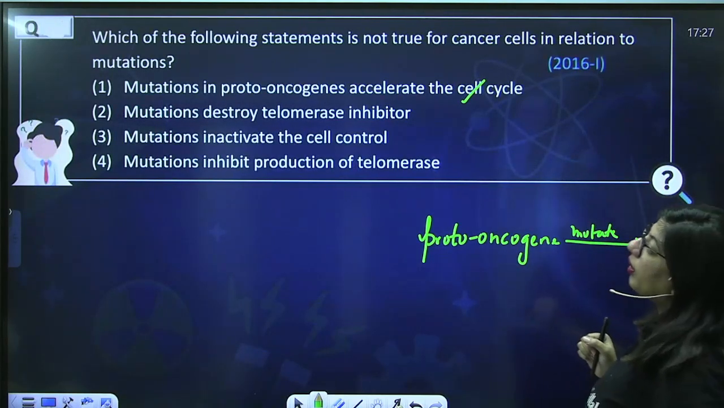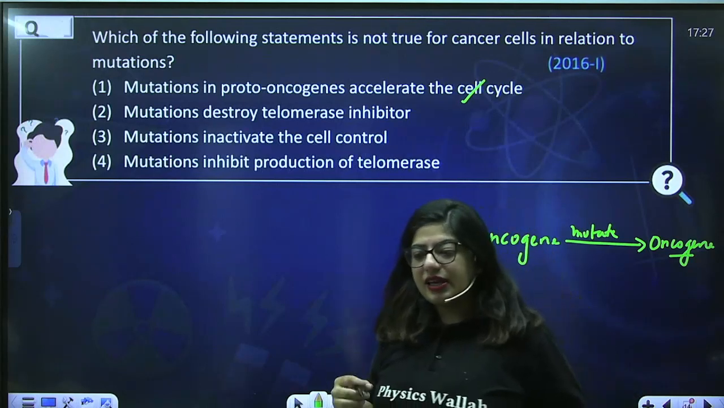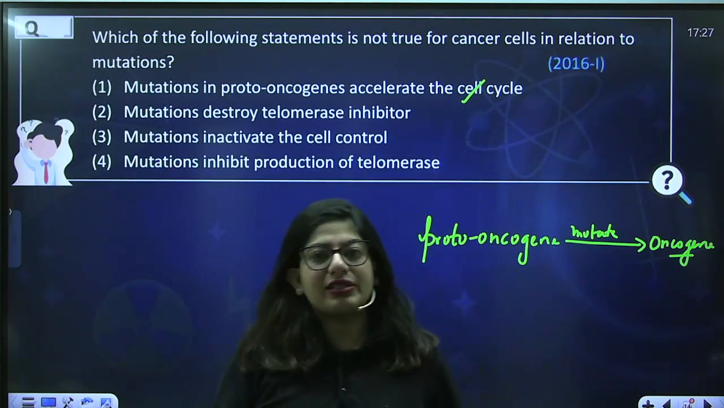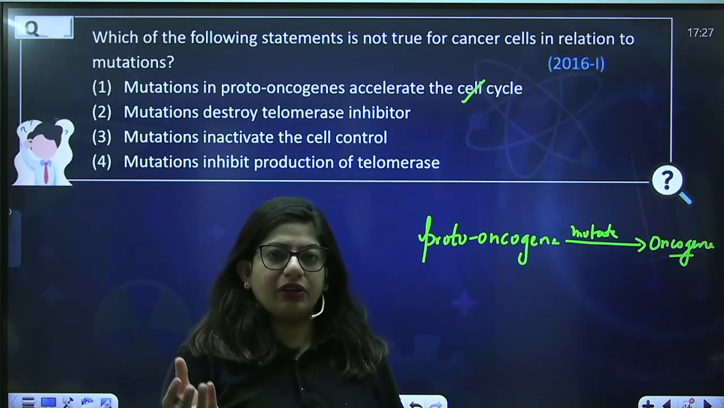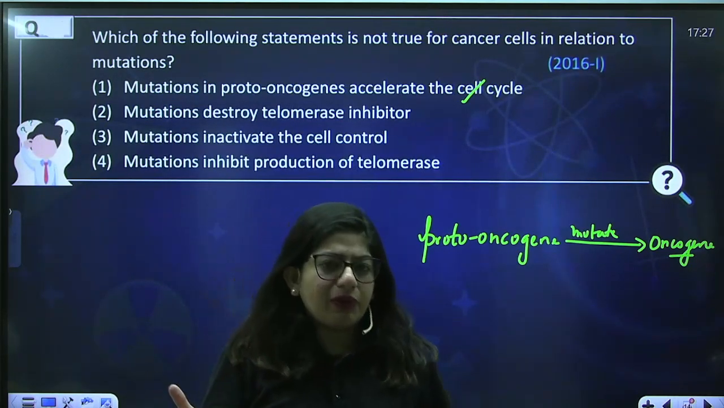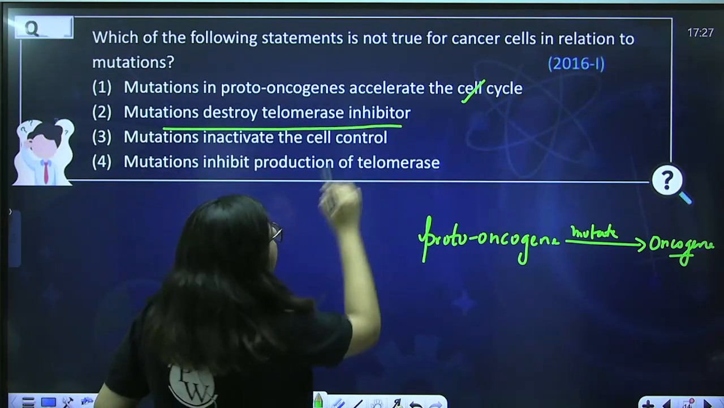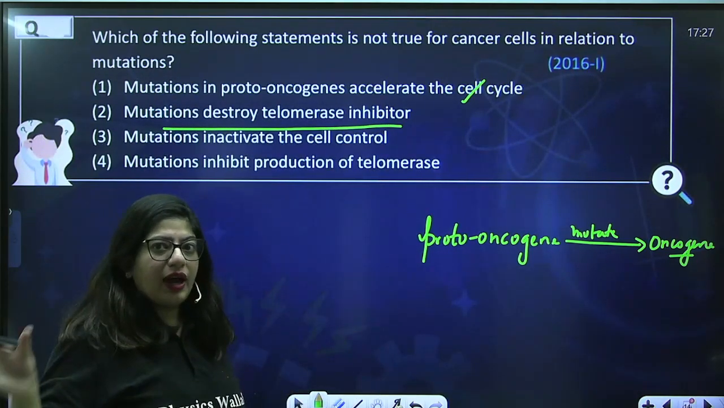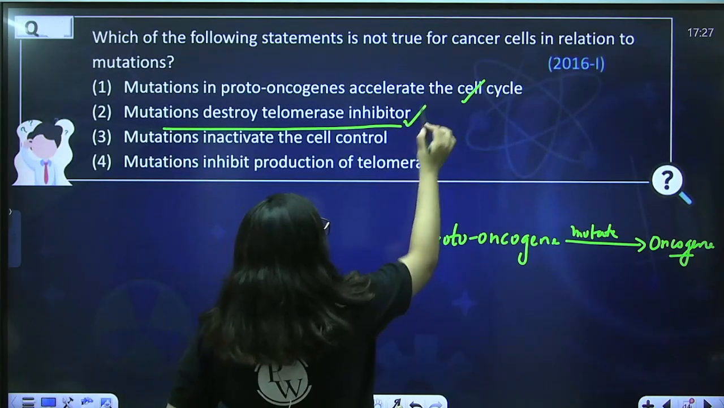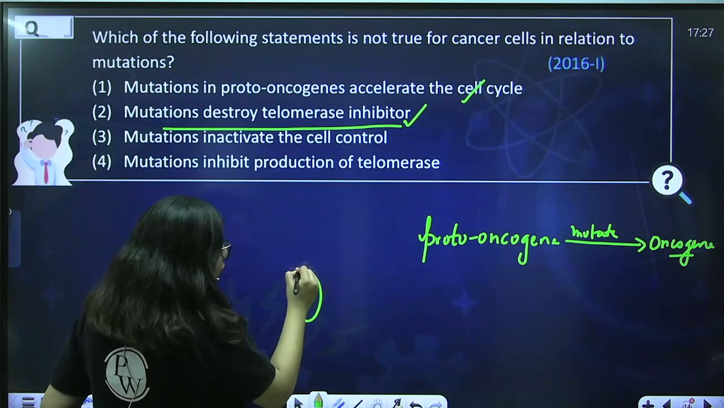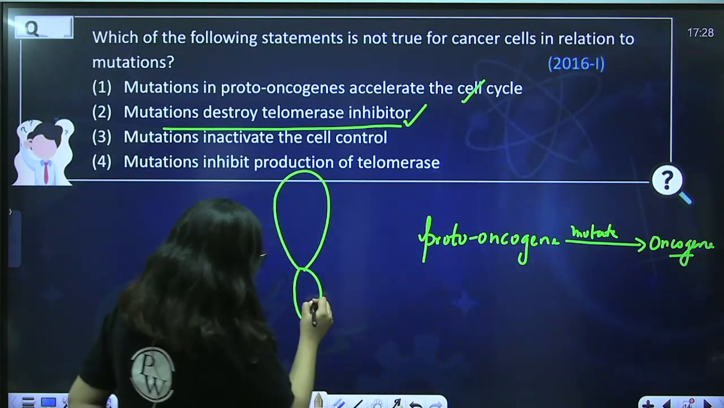Mutation destroys telomerase inhibitor. This is also true. We say cancer cells have high activity of telomerase enzyme, and in normal cells telomerase enzyme is inhibited. So if it is inhibited, definitely there will be an inhibitor also, right? So if there is a mutation in the inhibitor, inhibition will be destroyed and telomerase is free. This is what it is trying to say, and this is true. For example, this is a telomere. Telomere has the enzyme telomerase.